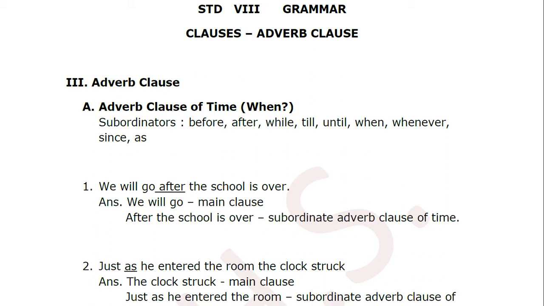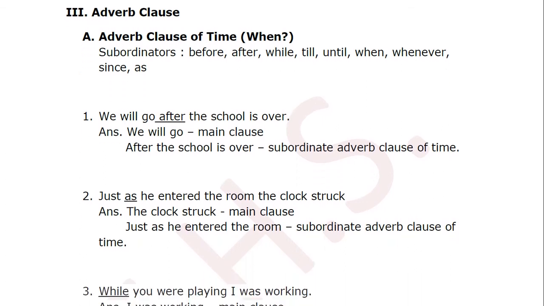Okay, so now let's start with the first type of adverb clause, that is adverb clause of time. Now I have given you some questions, not all adverb clauses have these questions. Some have, some do not have, and those you will come to know while checking. You will come to know by the subordinators. Okay, so the first one, adverb clause of time. So naturally, when you're asking the time, you ask the question when. So for adverb clause of time, you ask the question when. Subordinators: before, after, while, till, until, when, whenever, since, as.